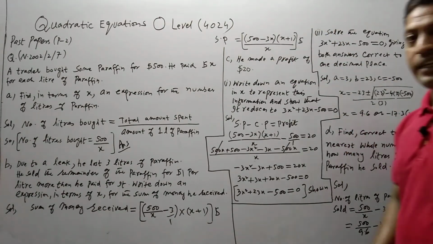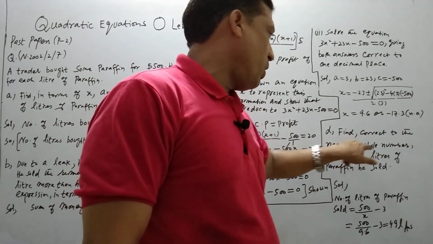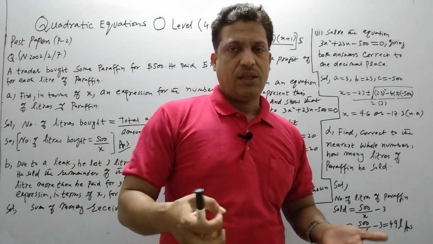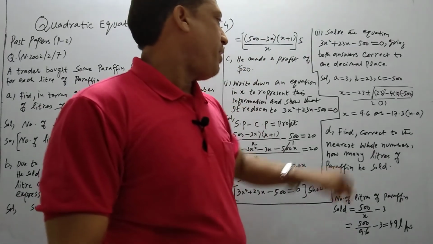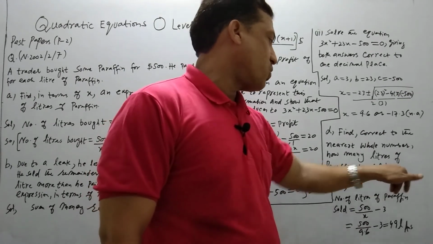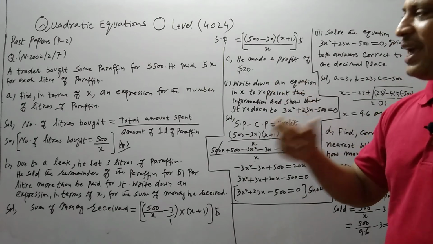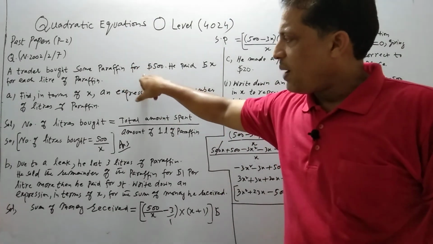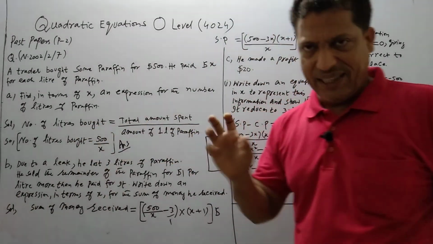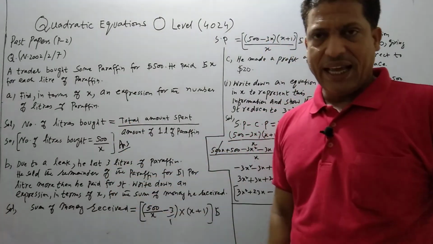The last part, D part, is: find correct to the nearest whole number. Nearest whole number means write down the answer without decimal after rounding. So find, correct to the nearest whole number, how many liters of paraffin he sold. How many liters of paraffin he sold: the number of liters bought, he has 500 upon x liters. But keep in mind, he lost 3 liters. So how much is he left with?